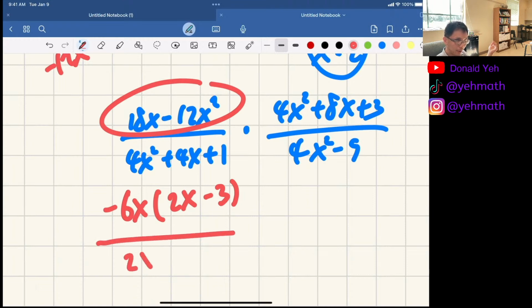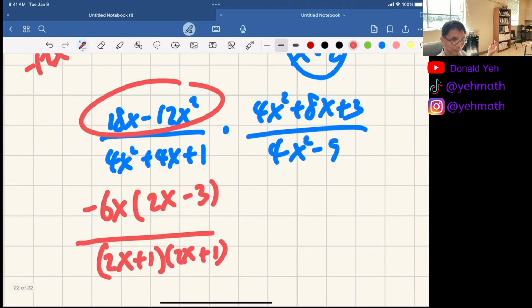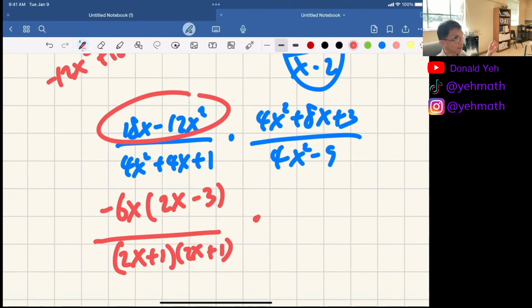And 2x plus 1 times 2x plus 1. That's called a perfect square trinomial. The bottom is factorable. I hear you do need to know how to factor.